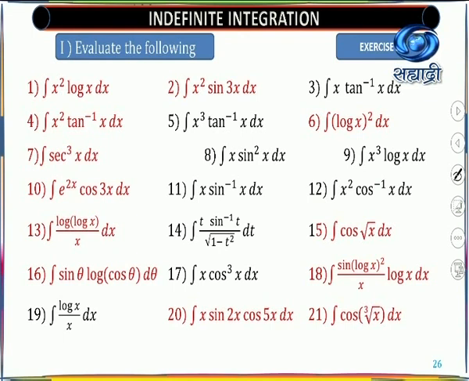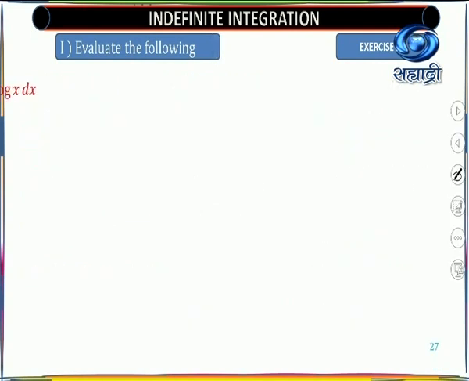Now look here. We'll begin with whatever is in the red color. I told you many times, those examples I will solve and the remaining are homework for you. So we'll start with that. Look at the first example. The first example is the integral of x square log x dx.